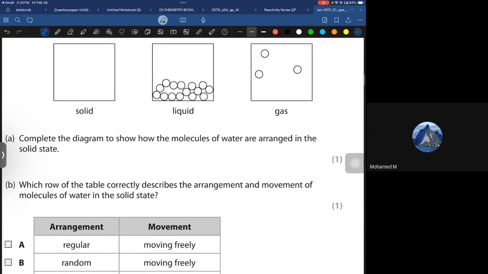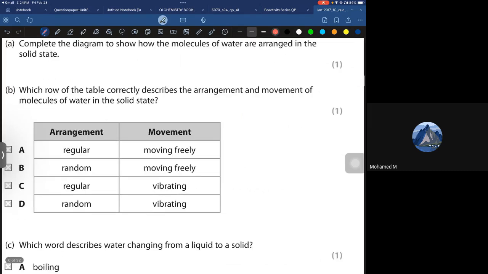Complete the diagram. It's very easy. Obviously, you would be drawing the circles. They are tightly packed together, just like that. As a reference, you can draw 5 to 6 circles. Then which row of the table correctly describes the arrangement and the movement of molecules of water in the solid state? So in the solid state, obviously the arrangement is regular, not random.